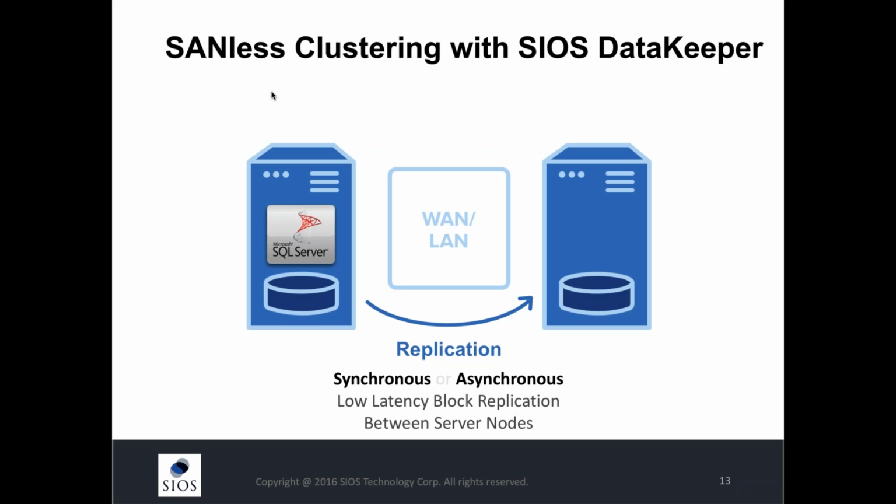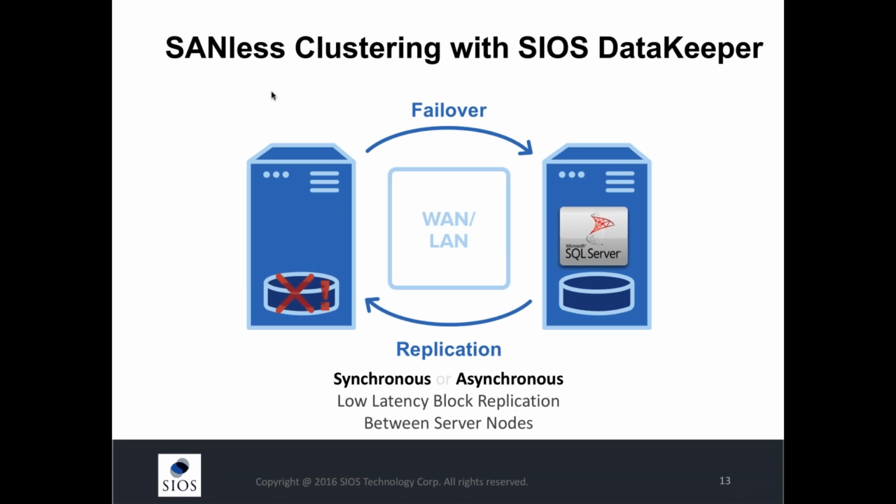Now, because DataKeeper is cluster integrated and cluster aware, if and when you fail over SQL Server to the other cluster node, it automatically updates the direction of replication. So the server on the right, which used to be the target, now is the source, and vice versa for node 1. When node 1 comes back online, data will automatically be resynchronized to get that server caught up, and it's a partial resynchronization. So we keep track of the data that's changed while the mirror was interrupted, and we get you back up to speed very quickly.